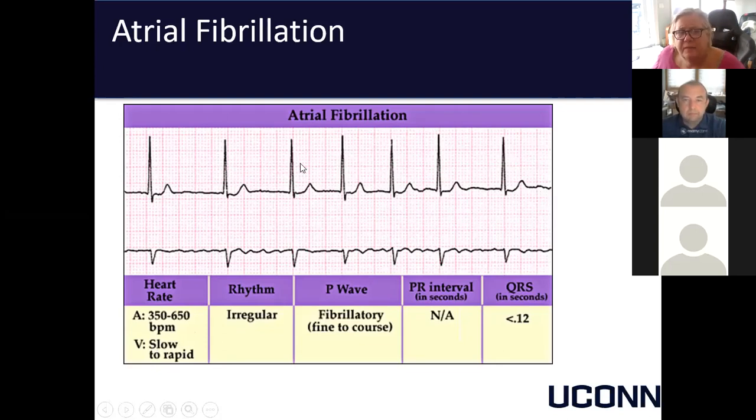Ventricular response is said to be slow to rapid. It's all what gets through the AV node to the ventricles. It's irregular. It can either be fine or coarse. This would be a good example of fine. This looks more coarse. But again, there are no discernible P waves. There's no PR interval to measure. But our QRSs in this example are of normal duration, less than 0.12.